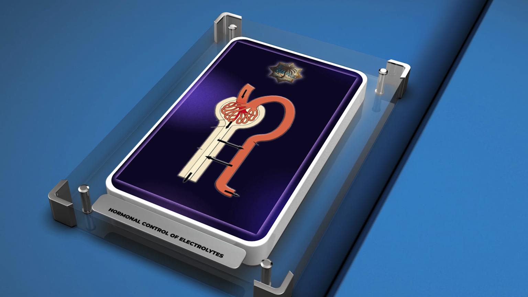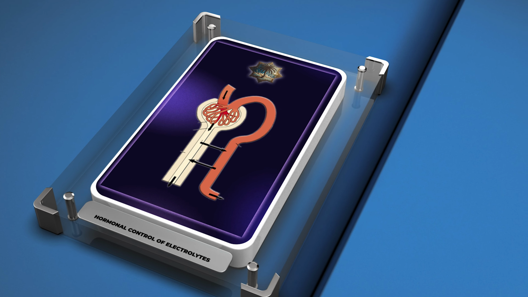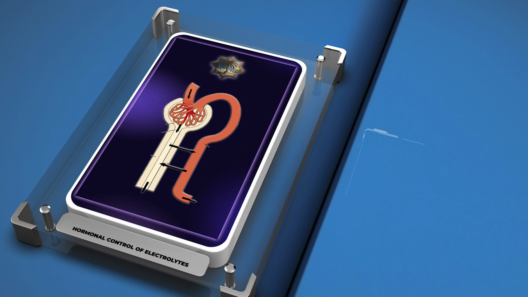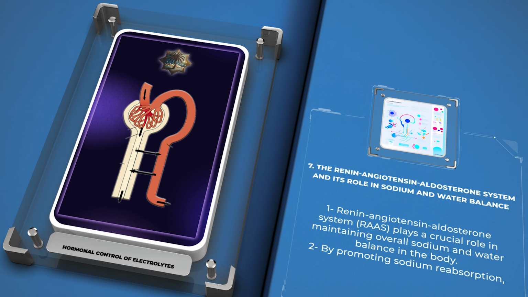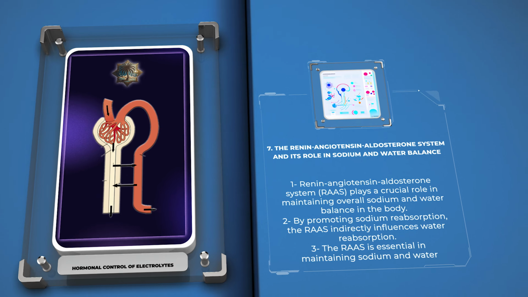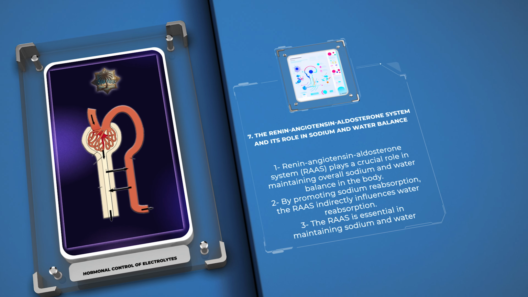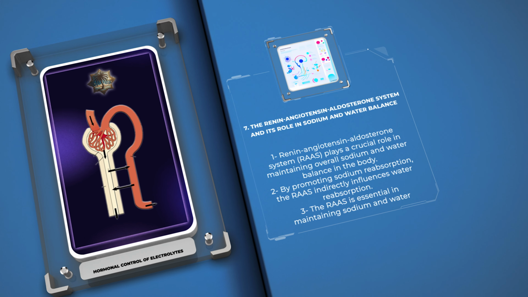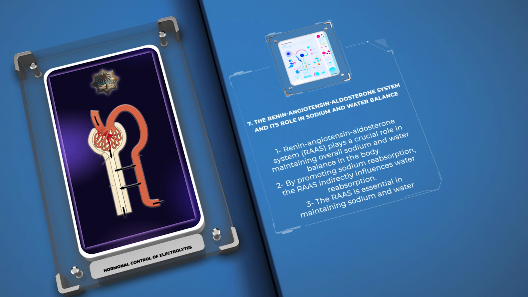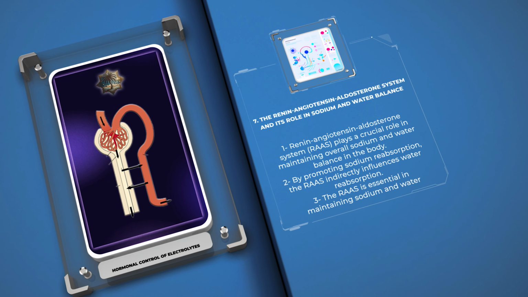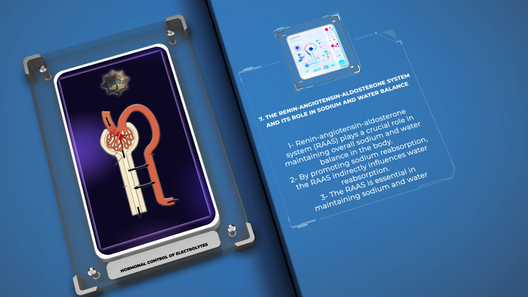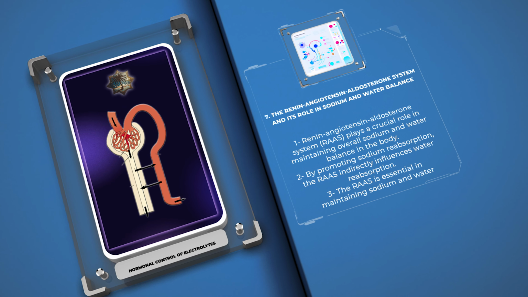We have already discussed the main role of the Renal Angiotensin-Aldosterone system, RAAS, in sodium balance. However, it also has a crucial role in water balance. By promoting sodium reabsorption, the RAAS indirectly influences water reabsorption, as water follows sodium. Therefore, the RAAS plays a pivotal role in maintaining overall sodium and water balance in the body.